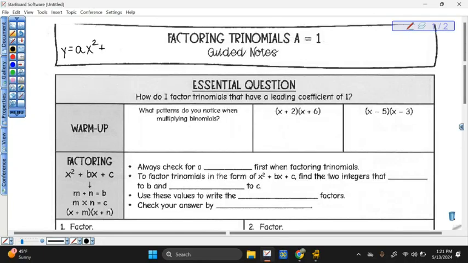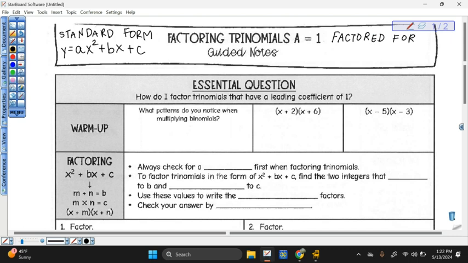AX squared plus BX plus C. And we call this standard form. Standard form. You should be writing this down. Quadratics also have another form that is called factored form.